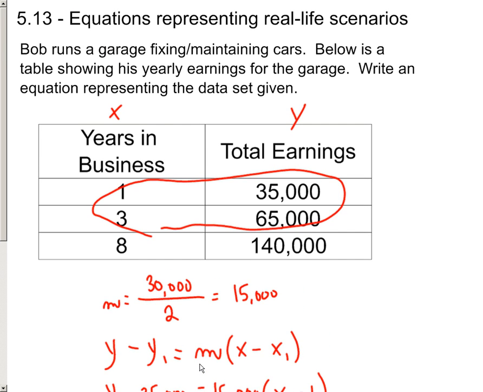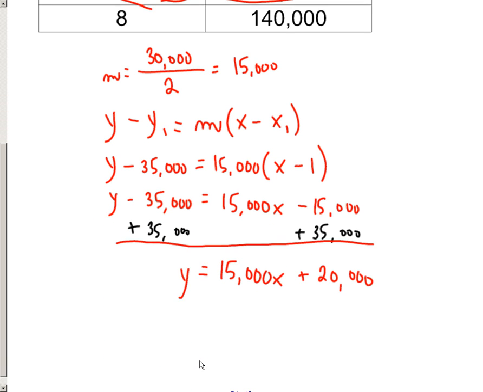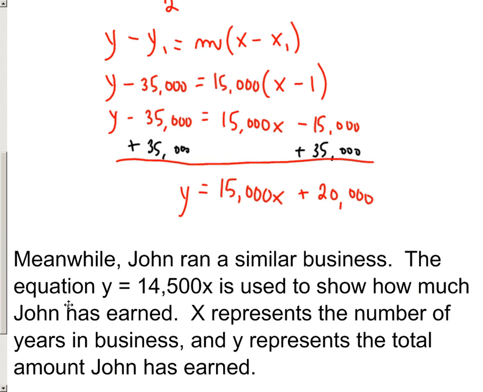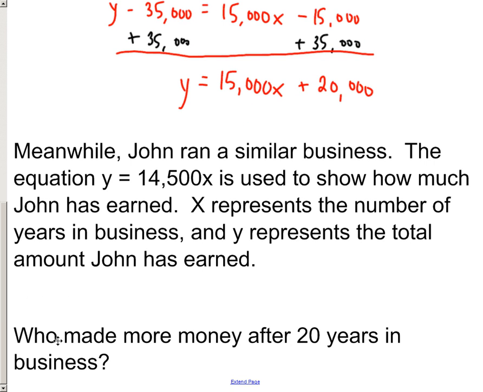So if we took this idea and then compared it to something else, for instance, if we said John was running a similar business and this is his equation, y equals 14,500x, and that shows how much he earns. X is going to represent the number of years in business, and y would be the total amount earned. And then we finish up with this final question of who made more money after 20 years in business.